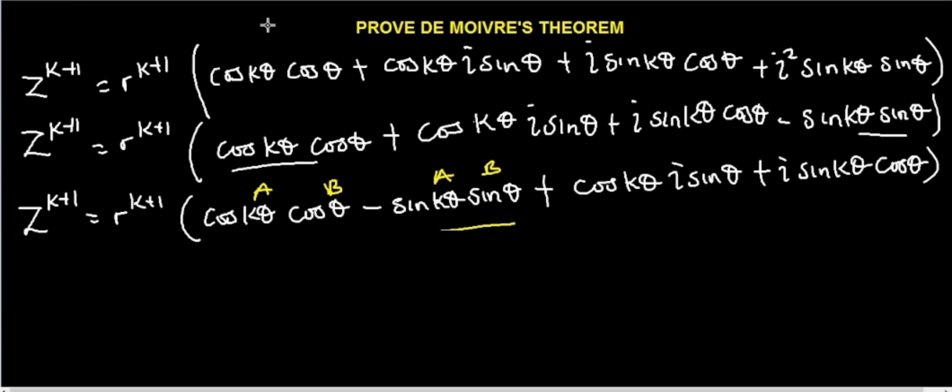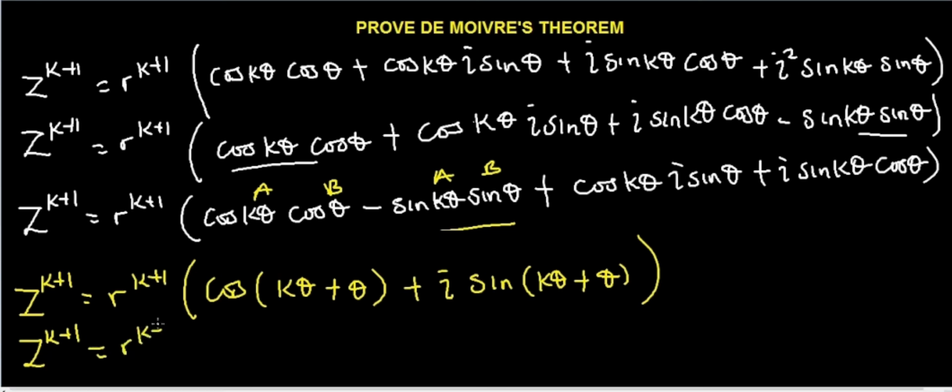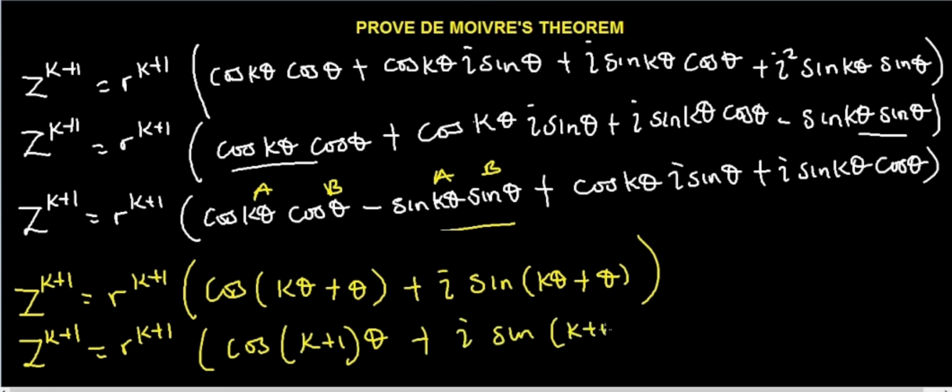Doing that, I will have z to the k plus 1 equals r to the k plus 1 times cos of k theta plus theta. For this other one, it looks like the one of sine. If I bring out i, I will have sin of k theta plus theta, just from the trigonometry also. In that case, I can factorize out my theta. So I'll have r to the k plus 1 times cos k plus 1 theta plus i sin k plus 1 theta.